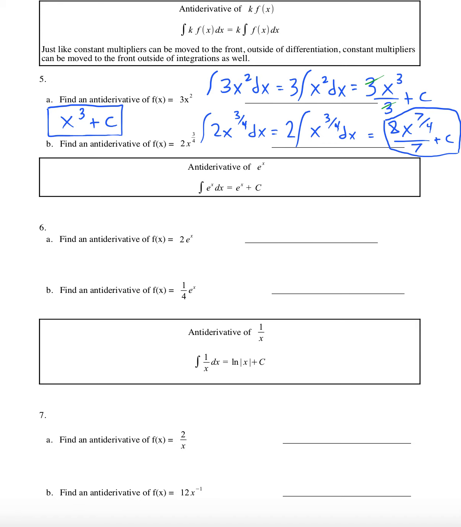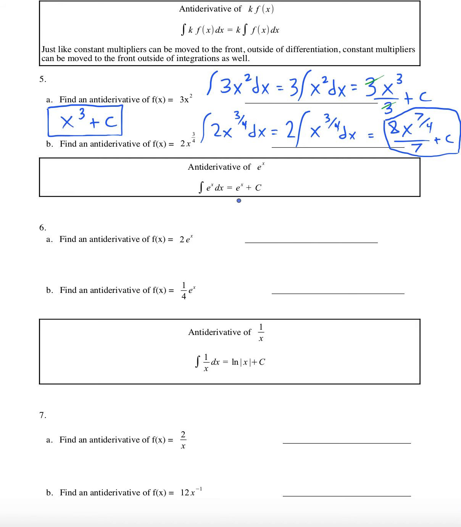All right, you may recall from differentiation that the derivative of e to the x is itself. It's one of the only functions where its derivative is itself. I guess 0 would be another one. The derivative of 0 is 0. But it shouldn't be surprising that the antiderivative of e to the x is itself too. But because we're doing anti-differentiation, we have to throw that plus c on there as well.